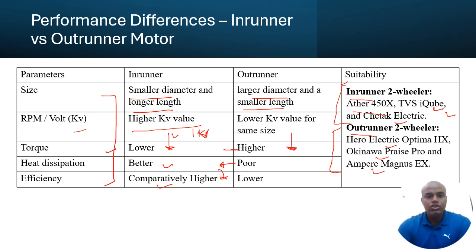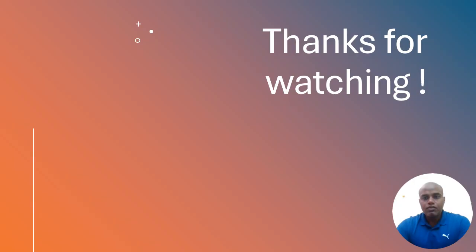So in this video, we have seen the different types of BLDC motor, their suitability, their characteristics, and the performance differences. I will make a separate video on the working principle of the BLDC motor: how it works, how electronic commutation happens in the BLDC motor, how my rotor rotates, and how the torque can be changed over time. Thank you very much.